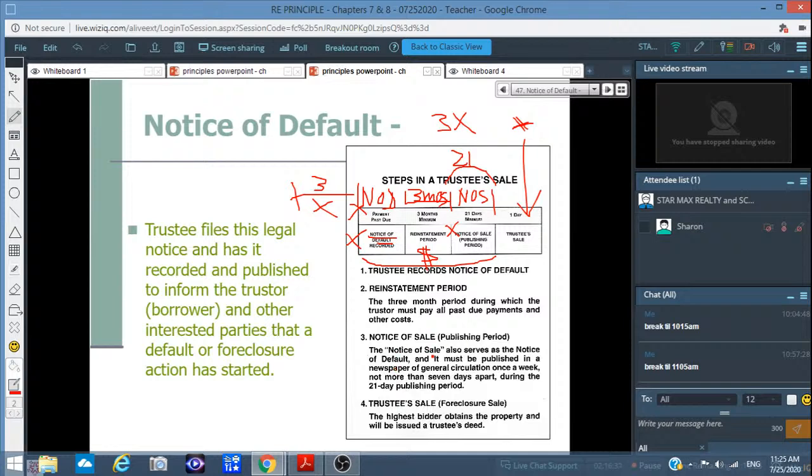Okay, notice of sale, right? 21 days, 7 days apart for 3 weeks, and then on that day, they sell it to the highest bidder. If no bidder, they go back to the bank. It becomes REO. Right? You get a trustee's deed, or it becomes REO. Real estate owned by the bank. Okay? 如果他卖不出去的话，right，银行收回来变为银行物了，okay?